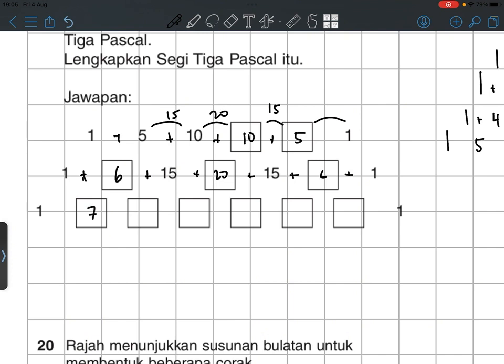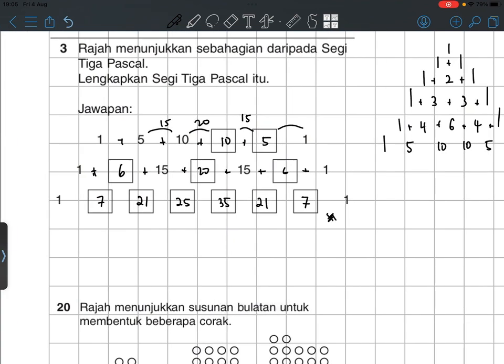So 1 plus 6 is 7. 6 plus 15 is 21, I believe. 15 plus 20 is 35. 20 plus 15 is 35. 15 plus 6 is 21, and 6 plus 1 is 7. Okay, then we have completed all of these.